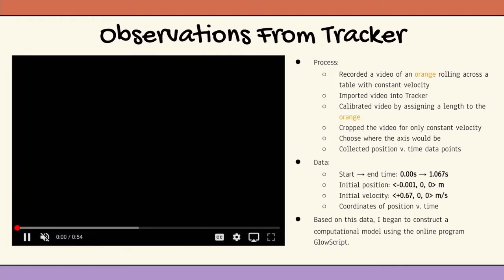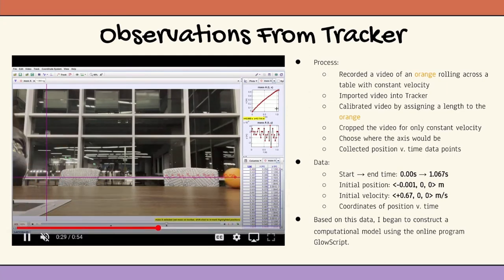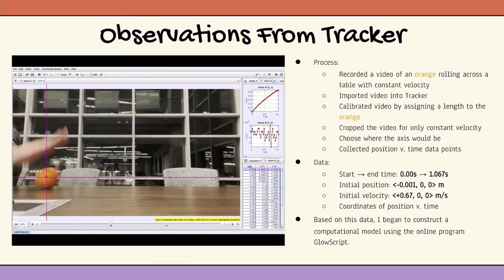We have some observations from Tracker here. I imported the video of the orange moving across the table. And using Tracker, I was able to collect data needed for the computational model. This includes the start and end time, the initial position, the initial velocity, and the coordinates of position versus time.